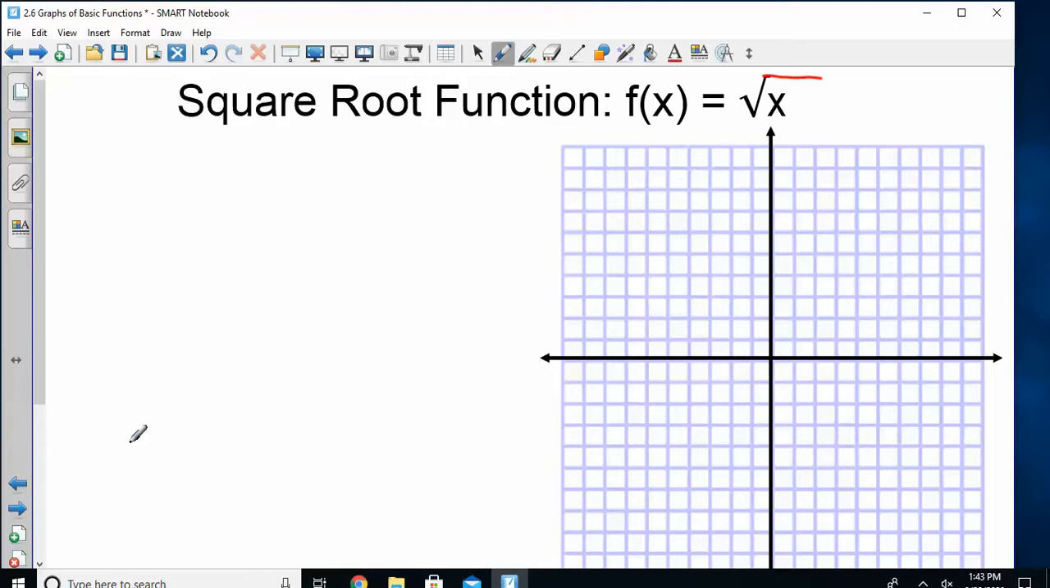So if I did a 0, square root of 0 is 0. So mark that one. Can I do the square root of 1? That would be a 1. What else? What's another nice one? 4. Square root of 4 is 2. One more nice one. 9. Square root of 9 would be 3. We can't do negatives, so our graph looks like this.